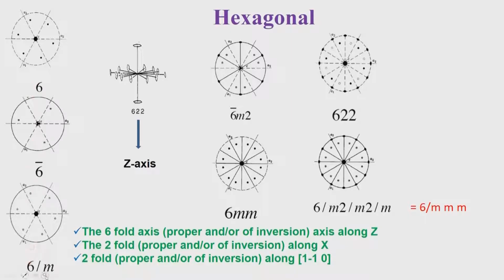rotation axis symmetries. But we can also have the combinations like 6 2 2 for example, which means that the two-fold axis now again along x and the two-fold proper or inversion again along 1 1 bar 0.